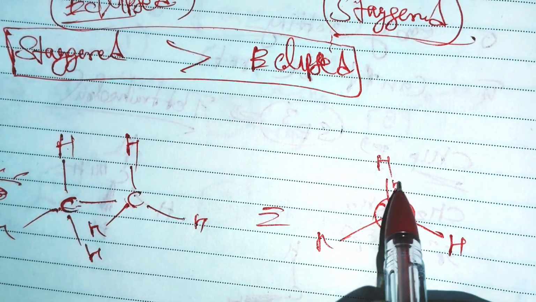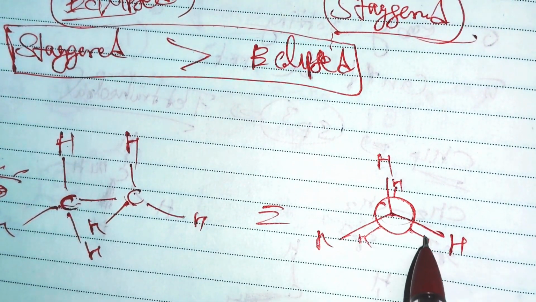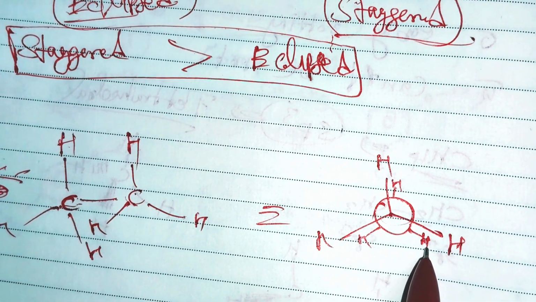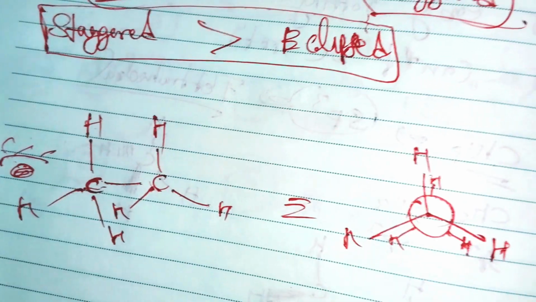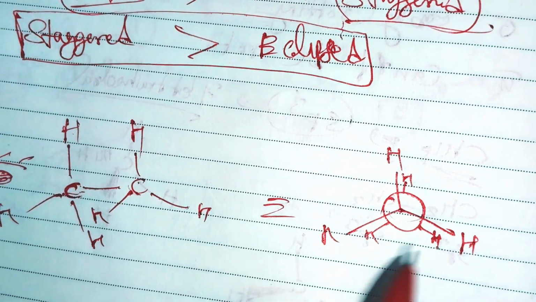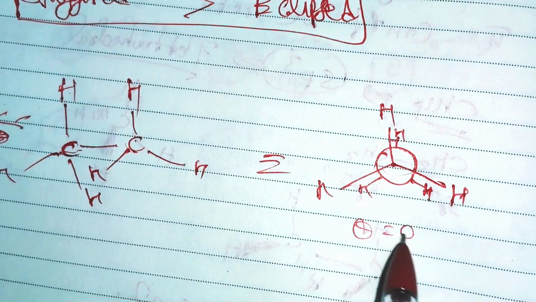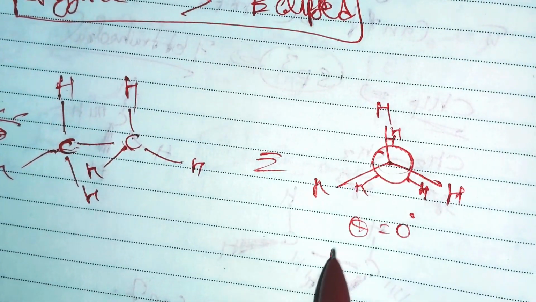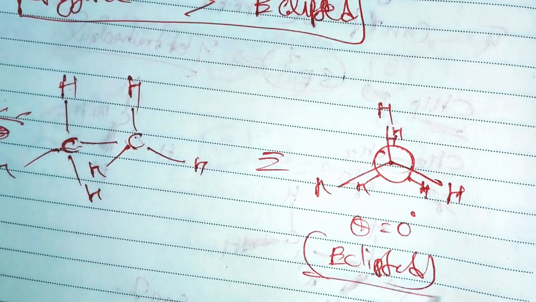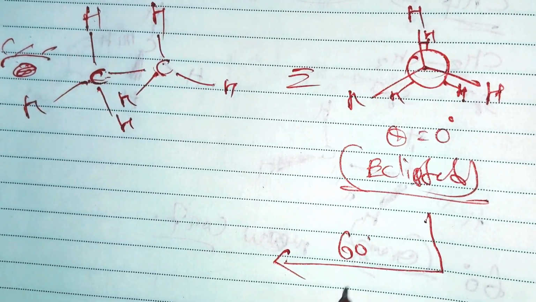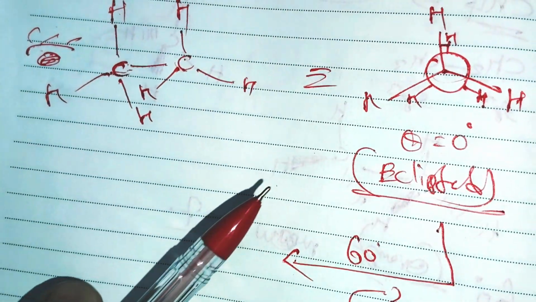Similarly, this hydrogen and this hydrogen. Actually, the exact backside hydrogen would appear directly behind, but by convention we write it at a smaller size. Here the hydrogen bond angle theta is equal to 0 degrees. So this is the eclipsed conformer. From this eclipsed conformer we can rotate the backside carbon by 60 degrees.